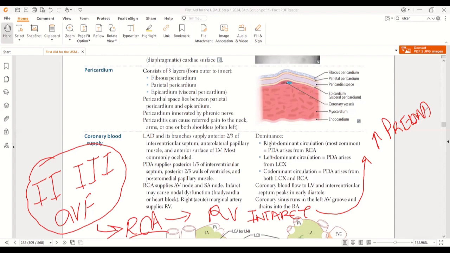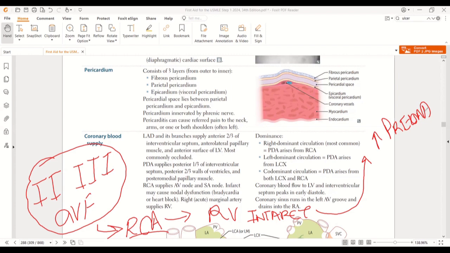But preload on the left side is decreased. What is preload? Preload is the left ventricular end-diastolic volume. We will discuss this in the next page, so don't worry about this. But I am going by the format of the USMLE, the way they ask the question, right? So the preload on the right side is increased and the preload on the left side will decrease. Okay, so this is the most different MI.